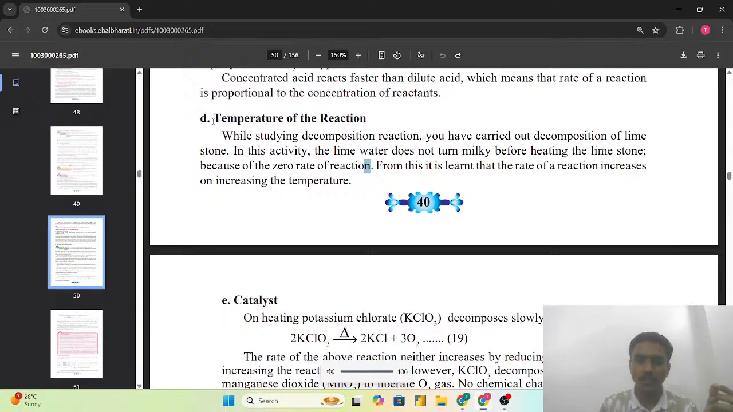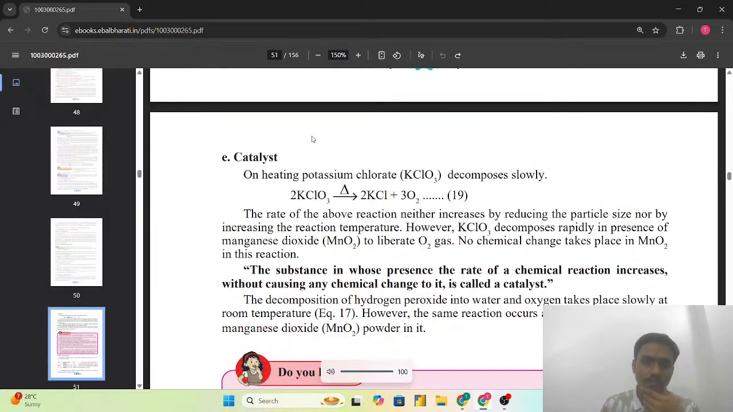So here the temperature of the reaction also plays an important role in the rate of a particular chemical reaction. Next, that is the catalyst. On heating, potassium chlorate, KClO3, decomposes slowly. So KClO3, when provided with heat, leads to the formation of KCl, and oxygen gas is released.